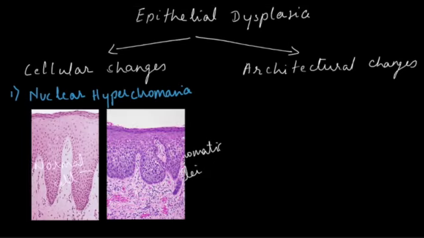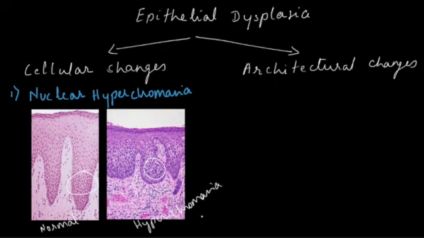Here you can see normal epithelium and an image with dysplastic epithelium. You can see the white circle in both. The normal epithelium shows no hyperchromasia, whereas the dysplastic epithelium on the right hand side shows nuclear hyperchromasia.